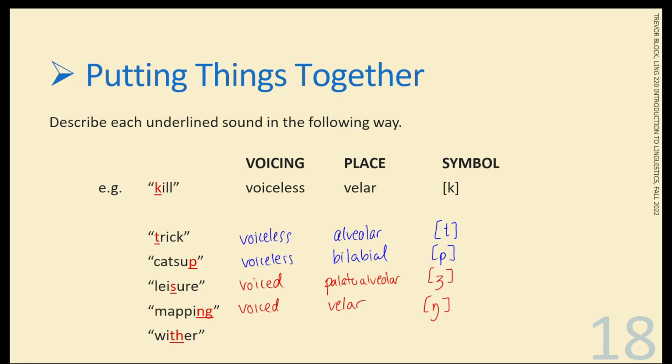Finally, wither, wither. You can feel some vibrations there. That's going to be voiced. And th. Your tongue is between your two teeth, so between teeth, interdental, and you might have to remember the symbol here, which is eth. So this is like your partial derivative sign with a little squiggle through it. So eth. It looks like a D with a little squiggle.